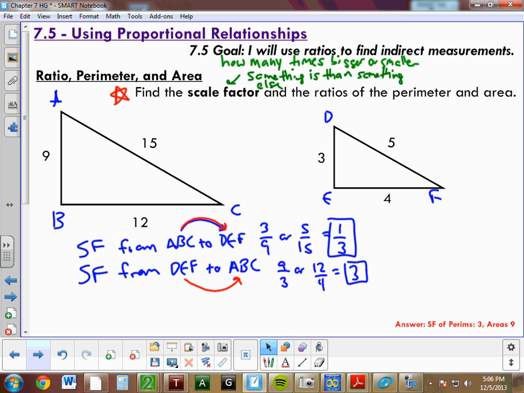If you look at the scale factor of the areas, which is the second part it asks us, so we did that for the perimeter, we did it for the one side to another side. Then that works out the same for the perimeters. So these scales also work for the perimeter.